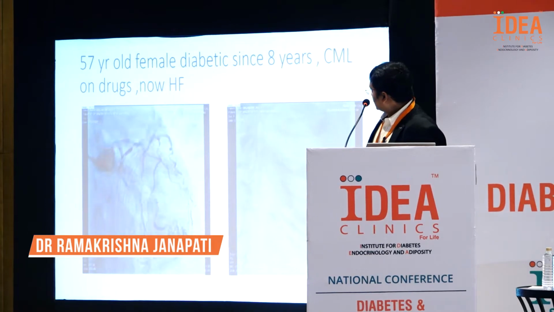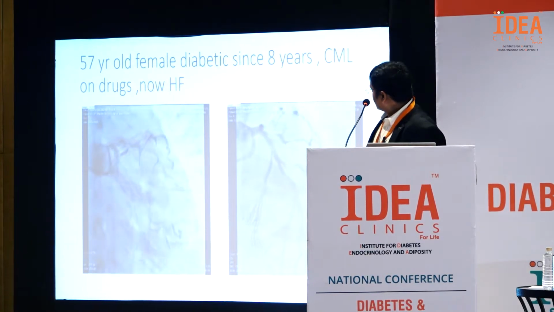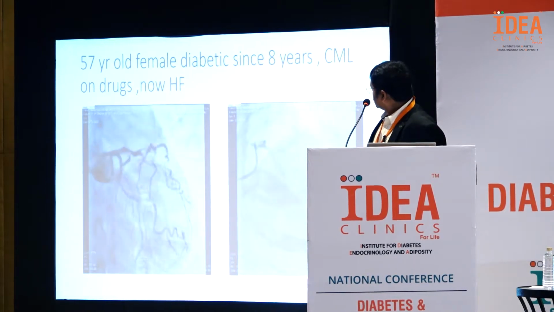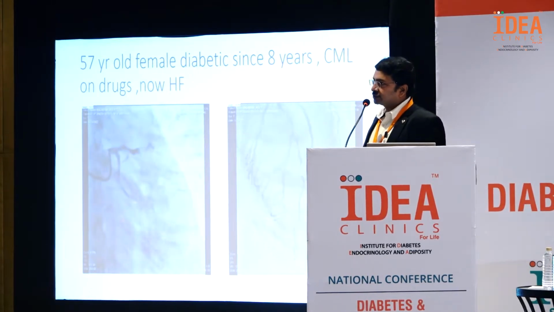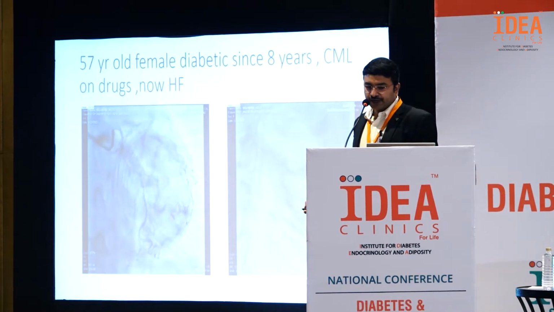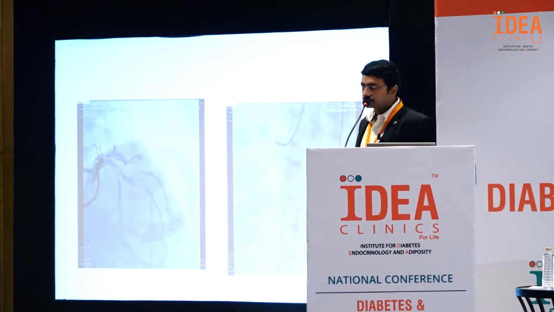And if you see the LAD in another angle, there is a diffuse disease in the LAD from here to here, and you also have a disease in the diagonal. So it's not like a discrete stenosis at one place, it's like diffuse disease affecting the entire vasculature of the heart.